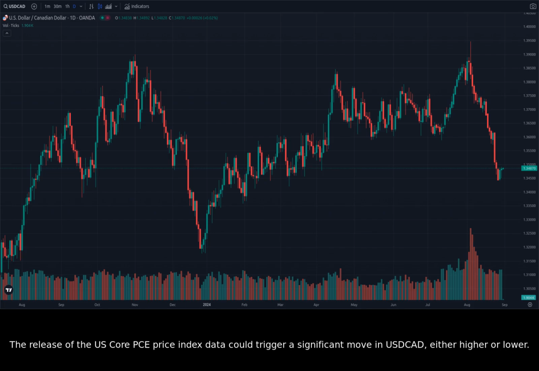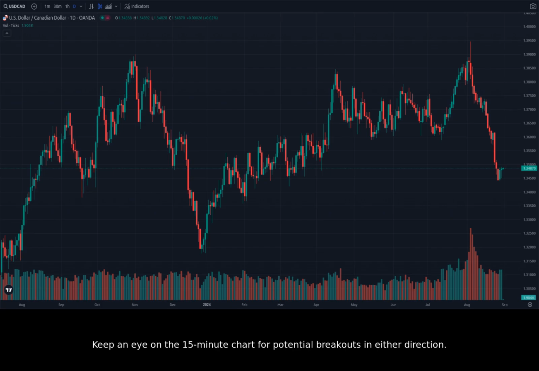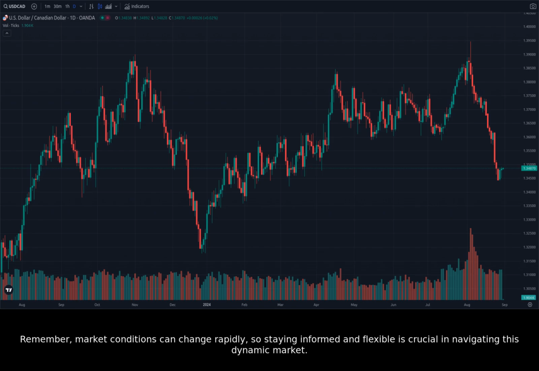The release of the U.S. Core PCE price index data could trigger a significant move in USDCAD, either higher or lower. If the data comes in stronger than expected, it could push USDCAD towards the 1.3600 resistance level, while weaker than expected data could send it towards the 1.3400 support level. Keep an eye on the 15-minute chart for potential breakouts in either direction. Remember, market conditions can change rapidly, so staying informed and flexible is crucial in navigating this dynamic market.